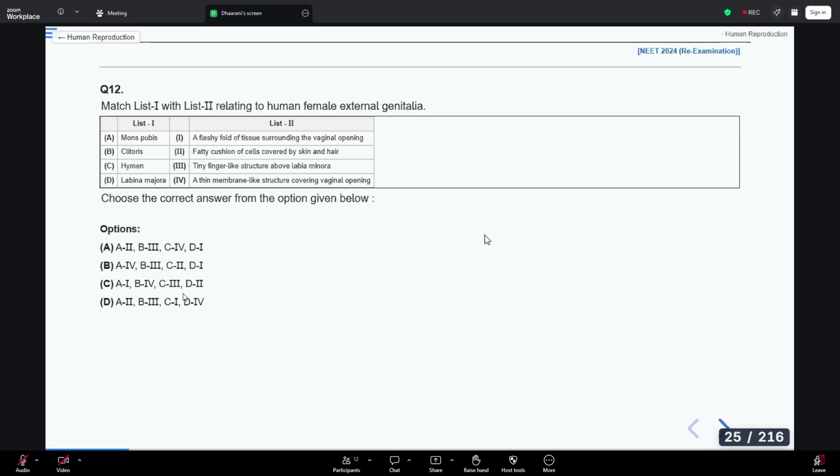So what are all the different components of vulva? You can see mons pubis, then labia majora, labia minora, then clitoris, vestibule, urinary meatus, hymen you can see, then vaginal opening. So these are the different components of vulva. Okay, let's see the answer now.